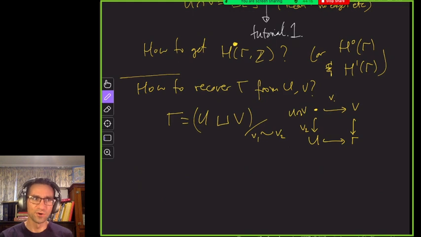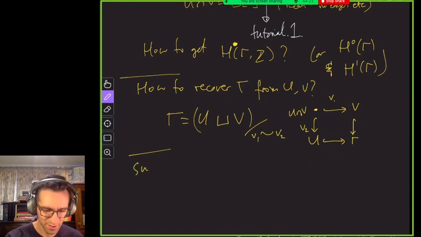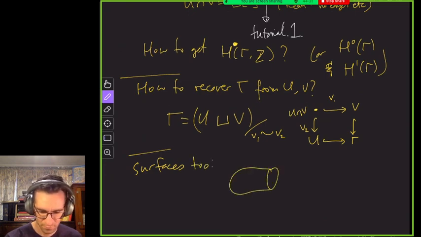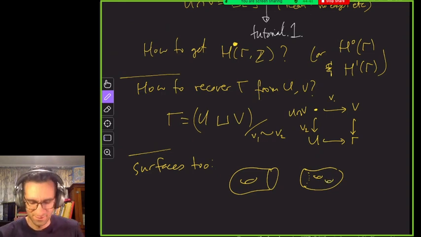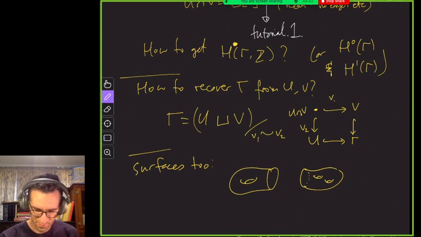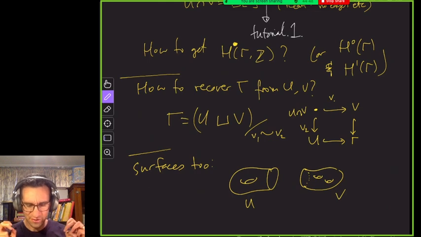But we might want to do something more complicated. So let me have a cartoon picture here. This is just rough, but so I have two surfaces, then this was U and this was V. I want to make a new surface such that they're glued along these boundary circles.